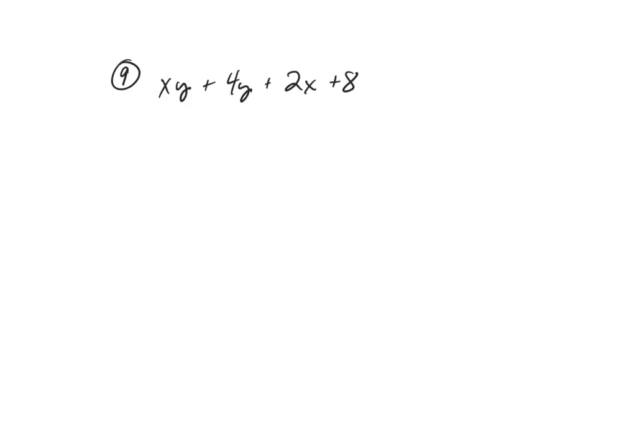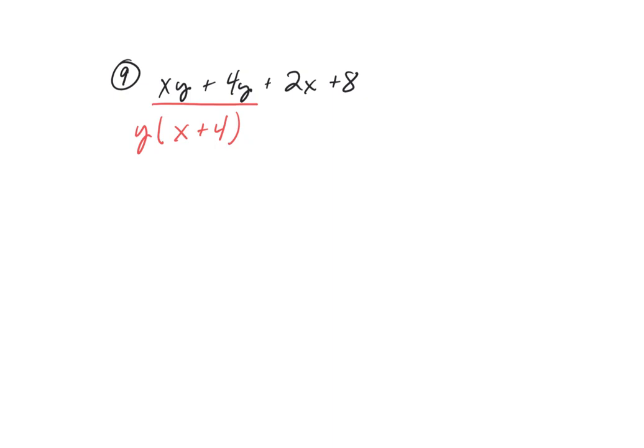If you see a problem to factor and it has 4 terms, we are going to factor these by grouping. And to do that, we're going to look at only the first 2 terms at the beginning. So these 2 terms have in common a y. So we can pull out only a y, and we're going to divide these terms by y. So xy divided by y is x. 4y divided by y is 4.